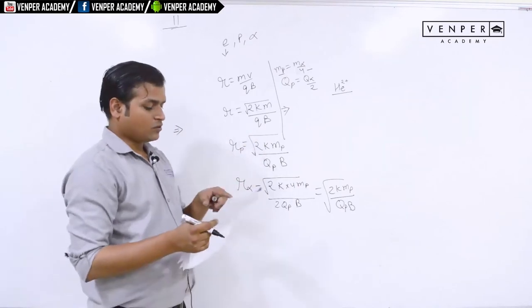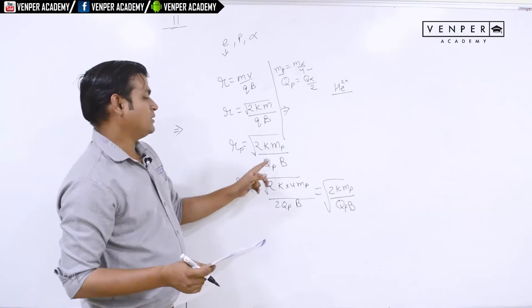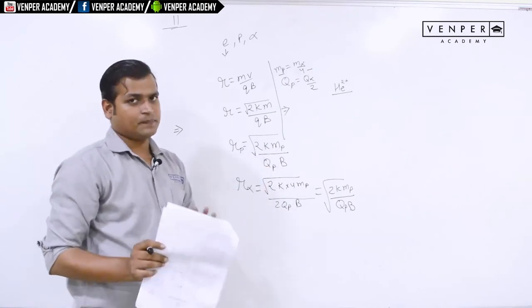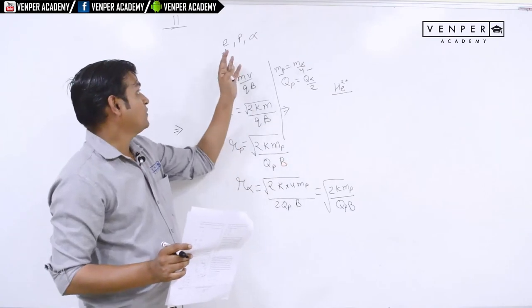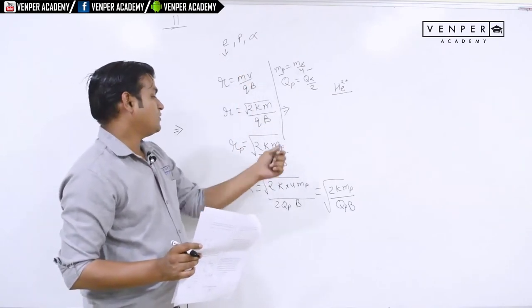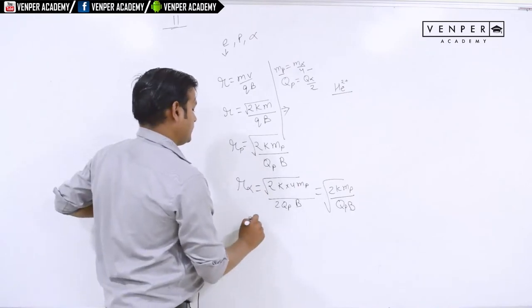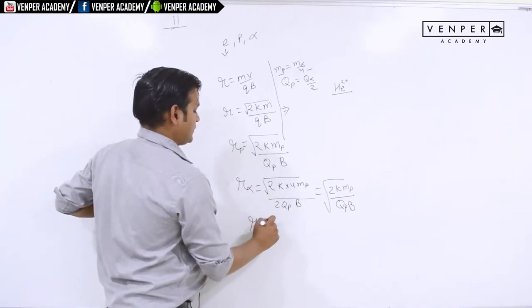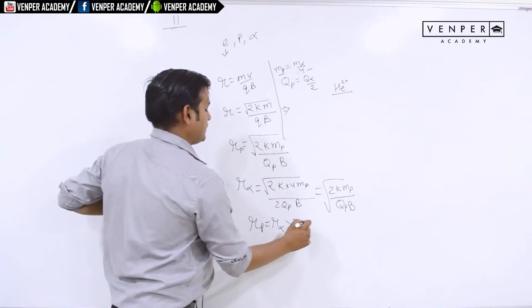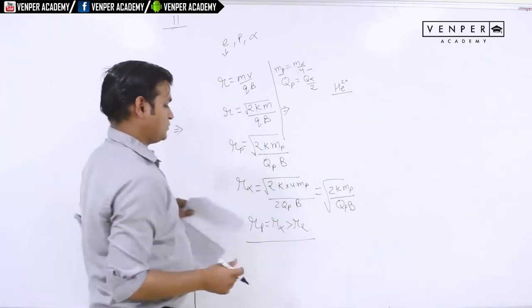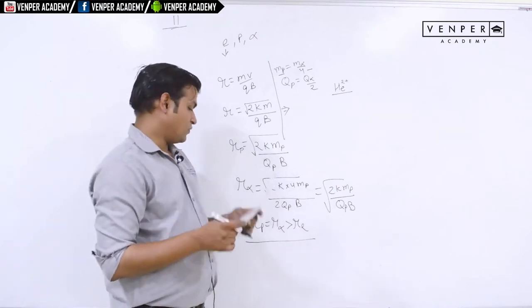Next thing is about the electron. In case of electron, the charge of electron and the charge of proton are the same. Next is what? The mass of proton and the mass of electron. We know that the mass of electron is very much less. So you can say from here that Rp is equal to R alpha, which is greater than R electron. So directly you can say this one. So the correct answer is the fourth one.